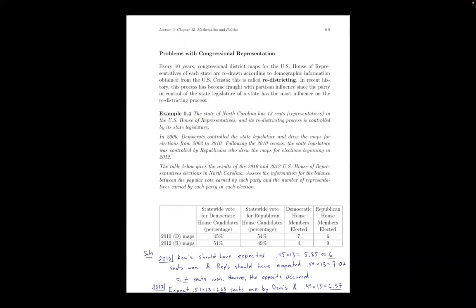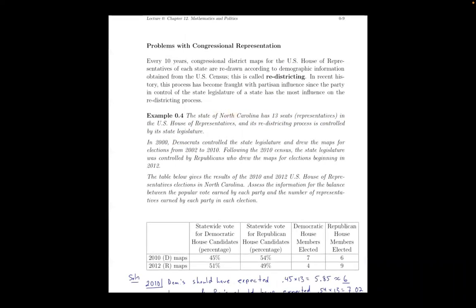So let's look at an example of this. In the state of North Carolina, it has 13 seats, or congressional representatives, and its redistricting process is controlled by its state legislature. So in 2000, the Democrats happened to control the state legislature, and they drew the maps for the elections from 2002 to 2010. And then following the 2010 census, the state legislature was controlled by Republicans. So they won back the state legislature.